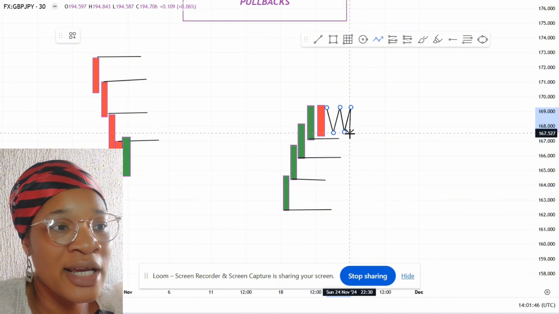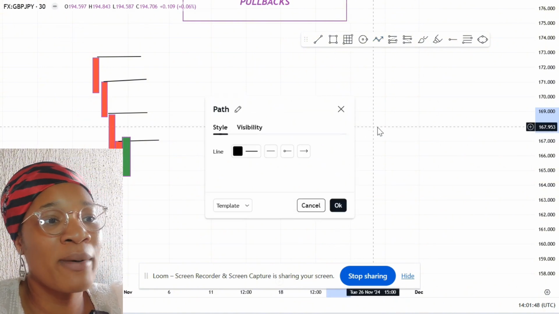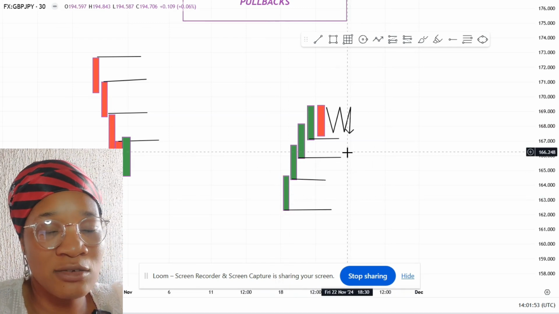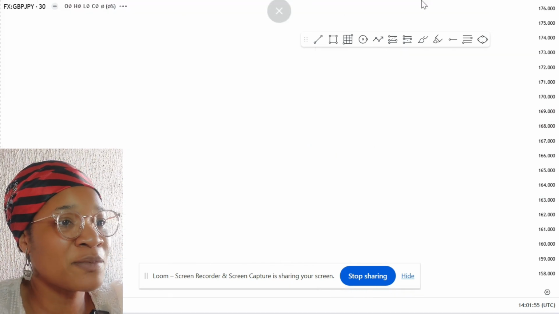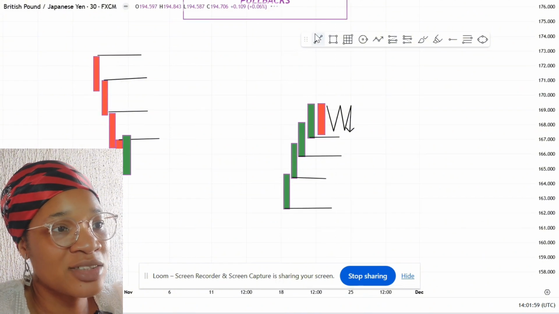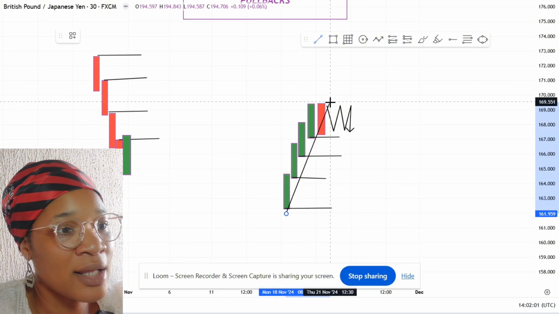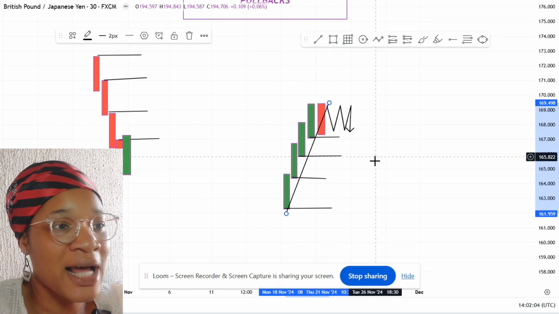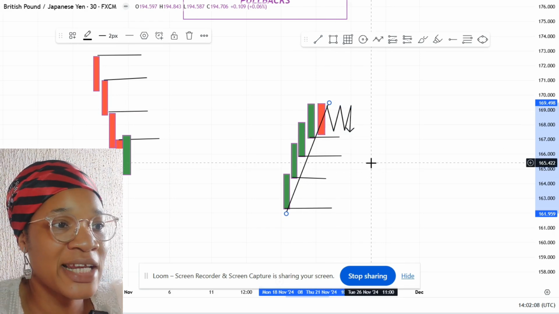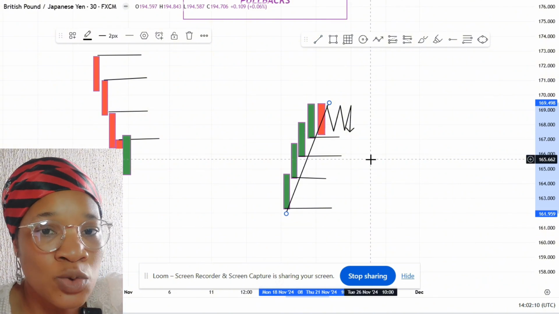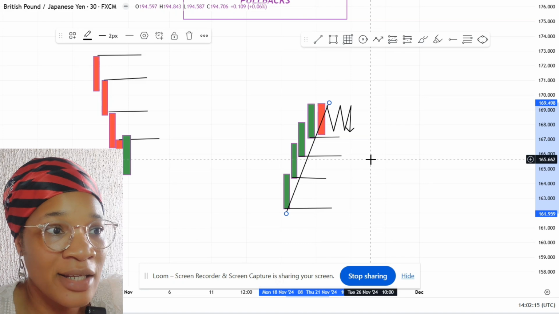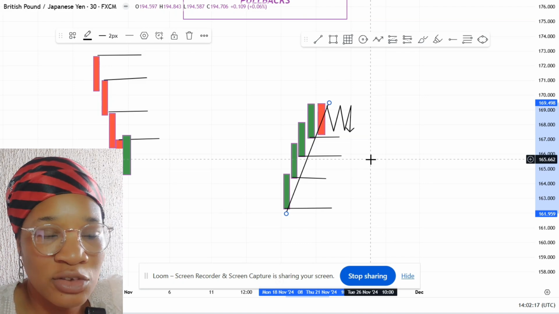So it is important that you know where the pullback is, so it will be easy for you to enter, because if you don't get the pullback right, it may just be that the whole of this to this is just one leg, right? And you don't just want to enter anywhere. You want to enter at a discount zone if we are in an uptrend, or you want to enter in a premium zone if we are in a downtrend, right?